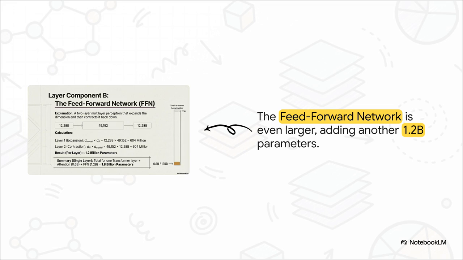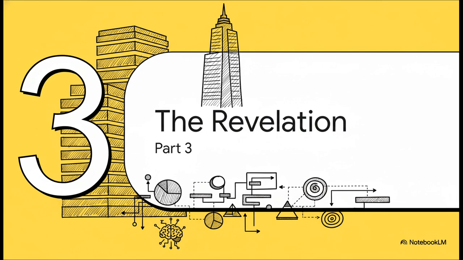So you add that to the attention part, and you get a grand total of about 1.8 billion parameters for just one layer. One floor. So we now know how big one floor of our skyscraper is. Now it's time for the big reveal. This is where it gets crazy. Let's see what happens when we stack all 96 of those floors on top of each other.